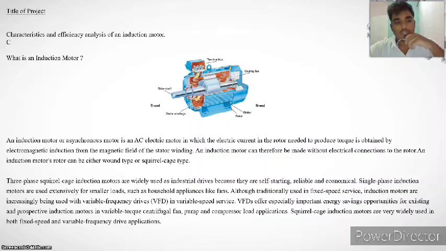An induction motor's rotor can be either wound type or squirrel cage type. Three-phase squirrel cage induction motors are widely used as industrial drives because they are self-starting, reliable, and economical. Single-phase induction motors are used extensively for smaller loads such as household appliances like fans. Although traditionally used in fixed-speed service, induction motors are increasingly being used with variable frequency drives in variable speed service.